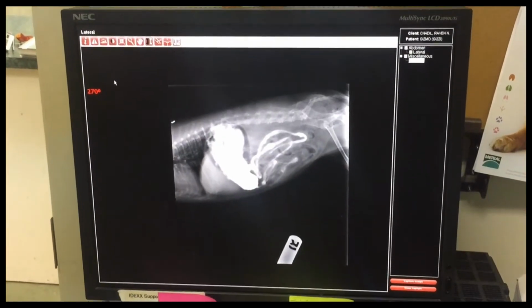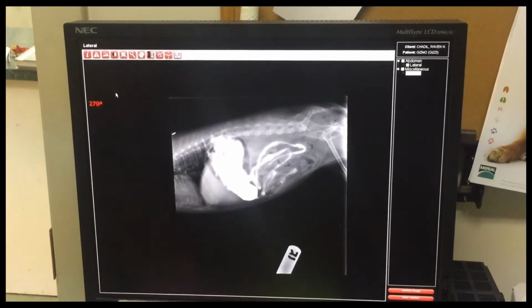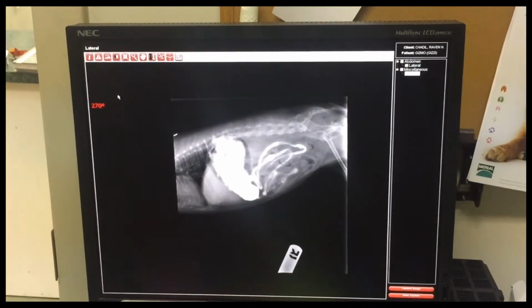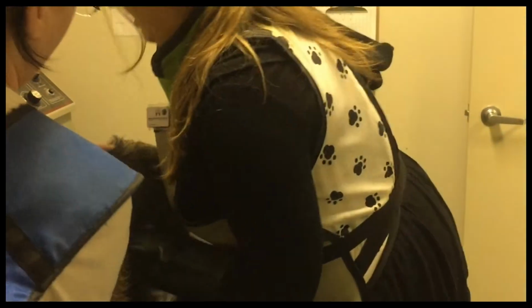When in doubt, send it out. If you are unfamiliar with interpreting GI studies or unsure about the results, send the images to a radiologist.